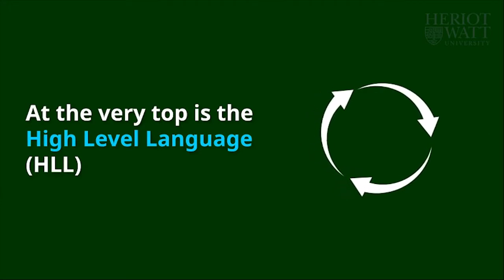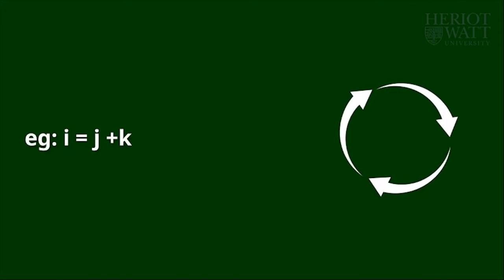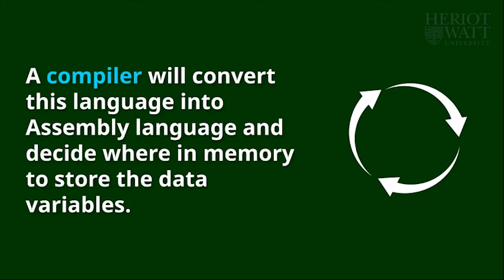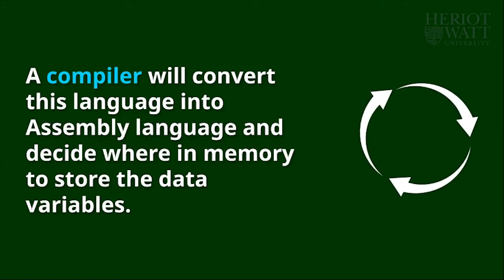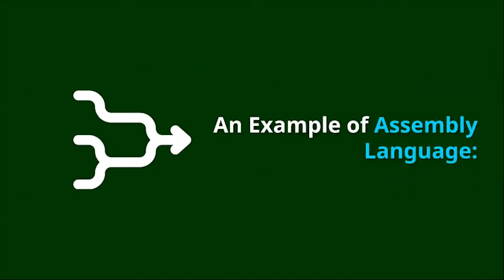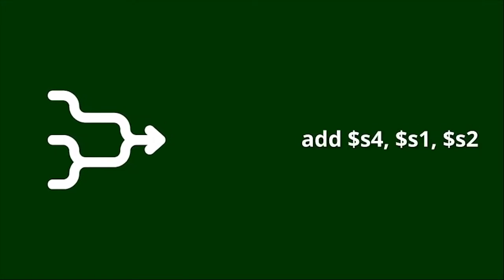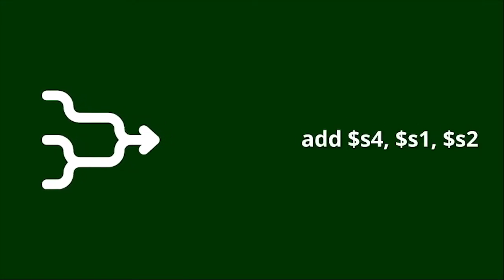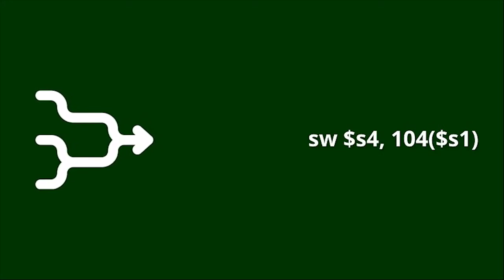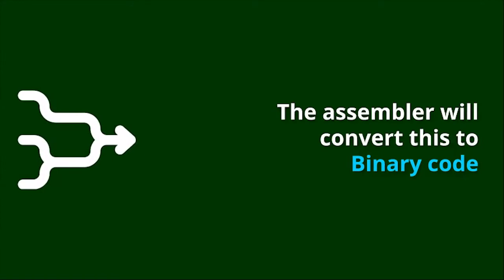At the very top is the high-level language, HLL. For example, I equals J plus K. A compiler will convert this language into assembly language and decide where in memory to store the data variables. An example of assembly language is shown. The assembler will convert this into binary code.